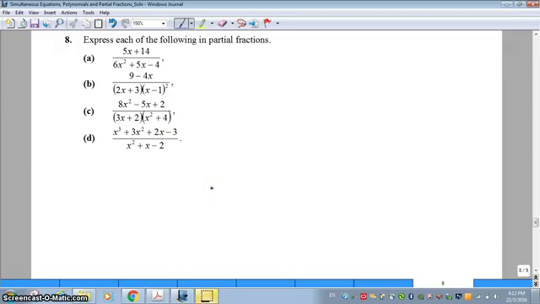In question 8, let us deal with partial fraction. Before you get started, it is very important you must always check that this is a proper fraction before you can split up into its partial fraction.